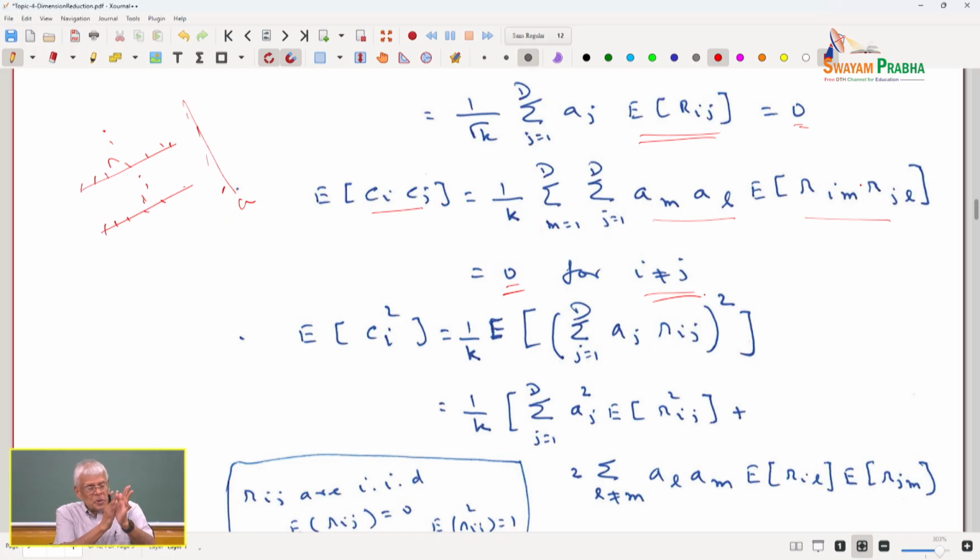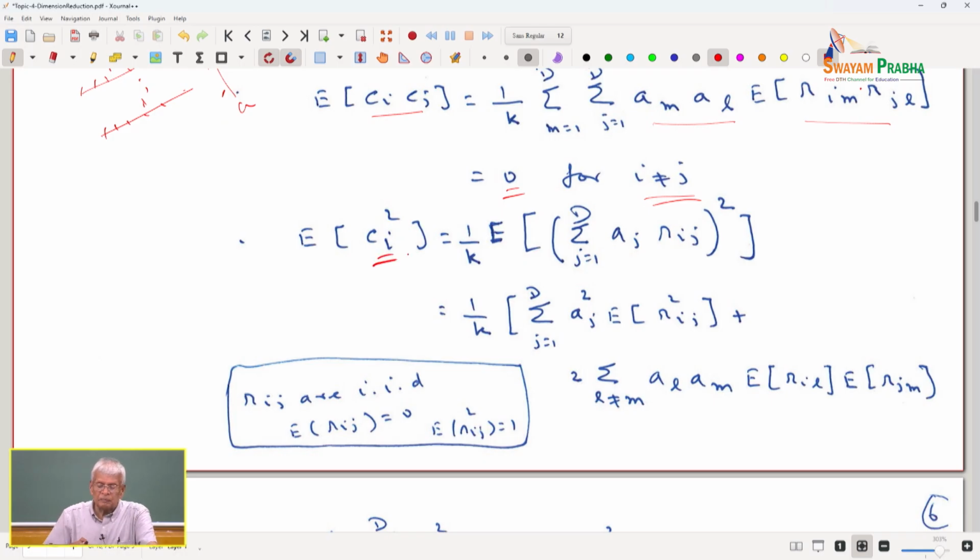That means the output vector C is such that the components are mean 0 and uncorrelated. Now I am going to compute the variance. Please understand, Ci is a random variable with mean 0. So the variance of Ci is essentially the expected value of Ci square. This is equal to 1 over k times, you remember the scaling factor 1 over square root of k? Square of square root of k is 1 over k. This is summation j equals 1 to d of aj rij, whole square.